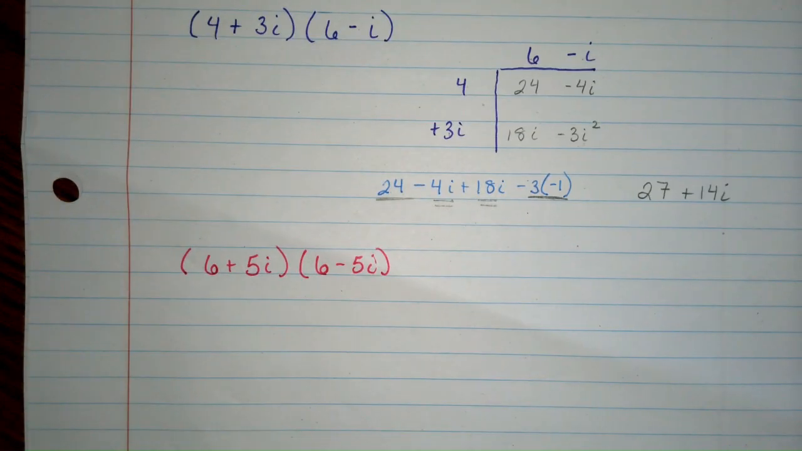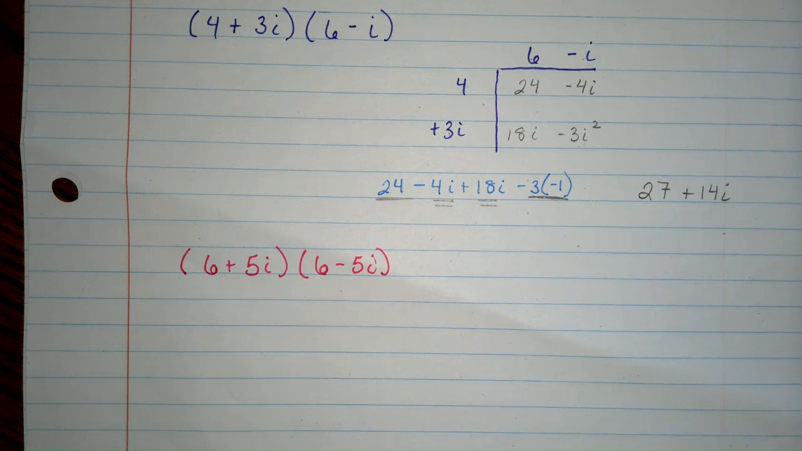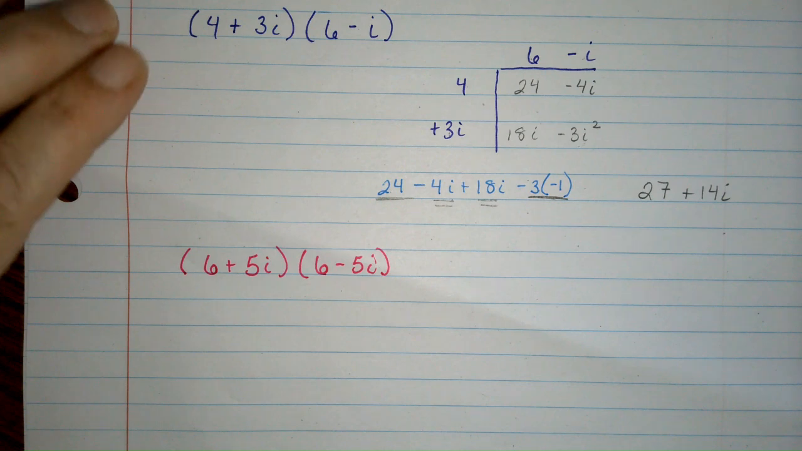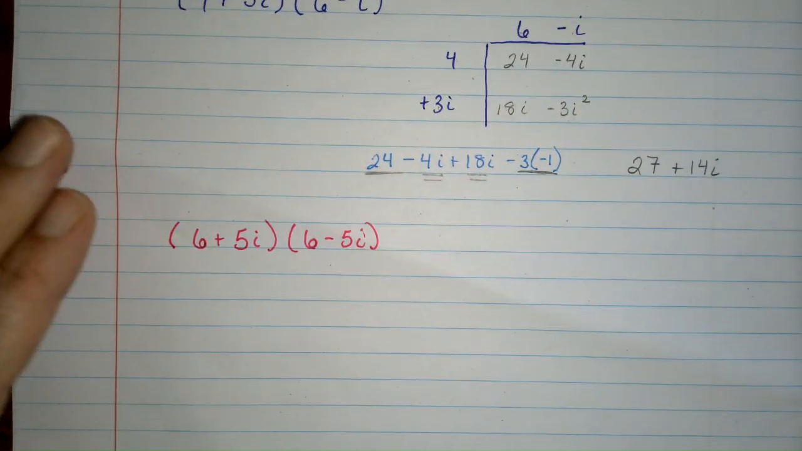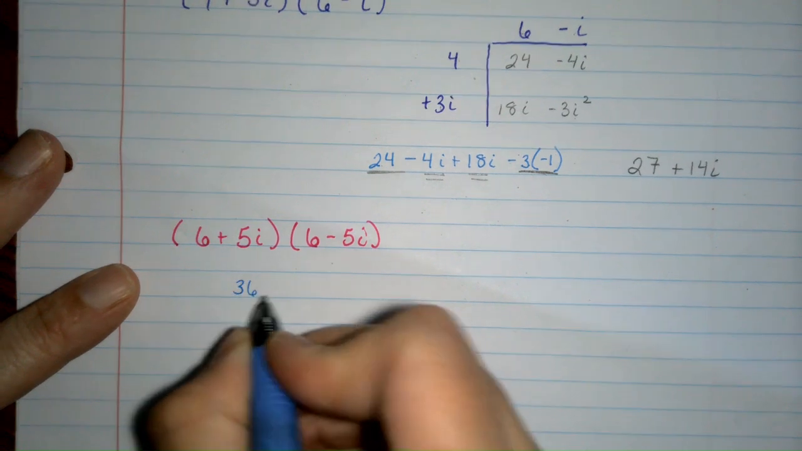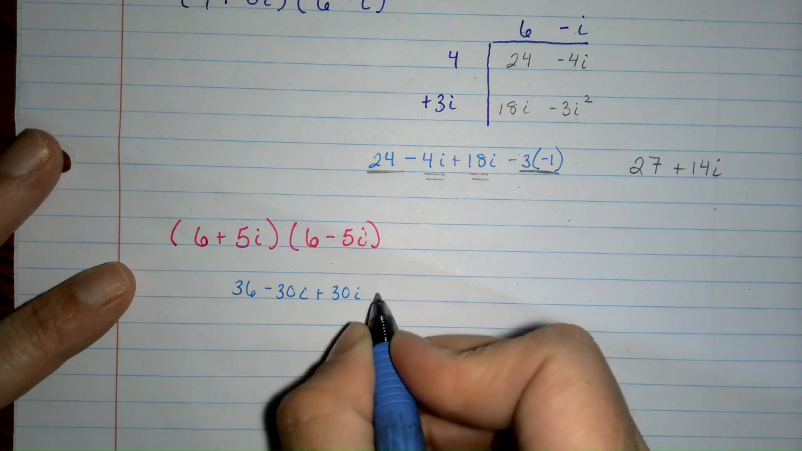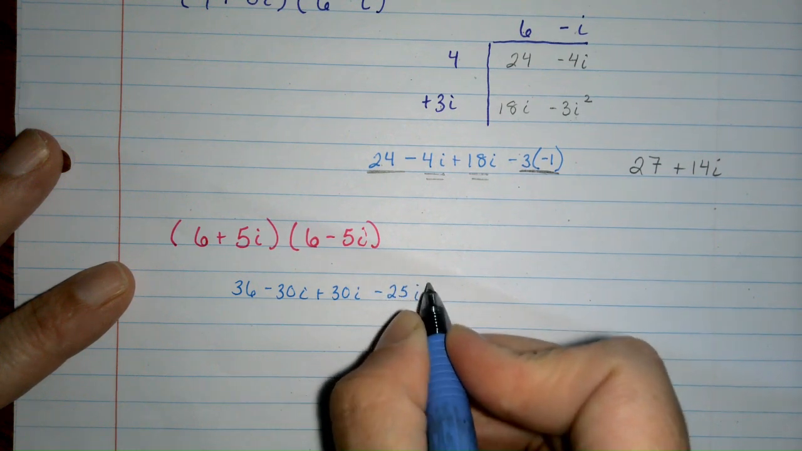Okay, so 6 plus 5i times 6 minus 5i. You might notice that these are very similar to each other. One's a plus and one's a minus. You might have seen that pattern as a result of an answer in a factoring problem, but we'll just go ahead, and this time I'm going to multiply horizontally. 36 minus 30i plus 30i minus 25i squared.